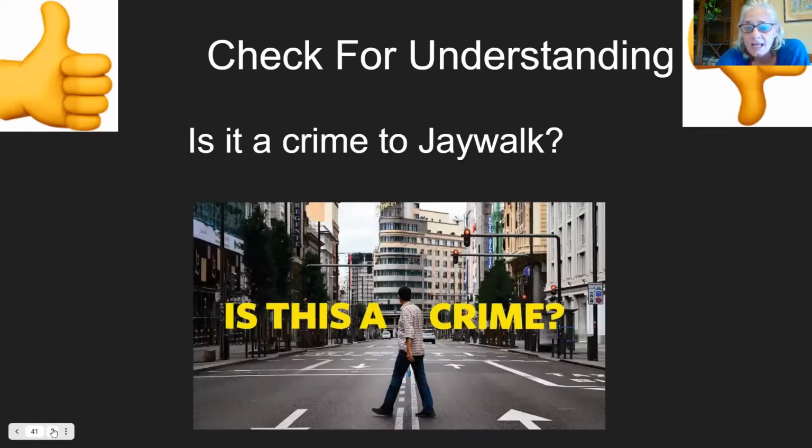Is this a crime? Look at the picture. Again, yes, it is a crime. You can get a ticket. Do not jaywalk. Make sure you are walking safely within a crosswalk line.